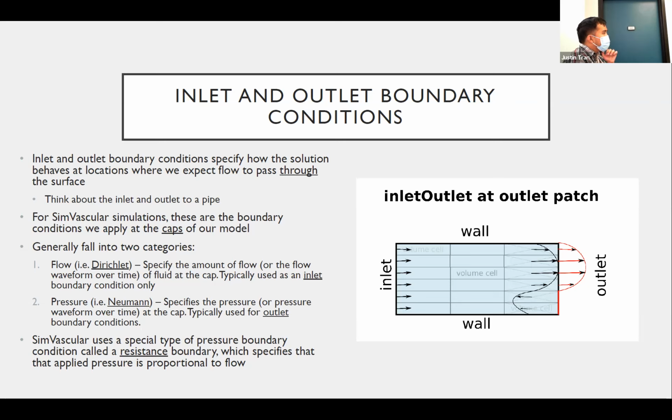SimVascular actually uses a very special form of a pressure outlet boundary condition called a resistance. Think about Ohm's law for resistors. The resistance specifies a relationship between the flow and the pressure. I'd say the most classical way to apply an outlet boundary condition is through pressure, but SimVascular does it in a way that is a little bit more specialized for blood flow. We'll go through how to specify a resistance once we do our tutorial.